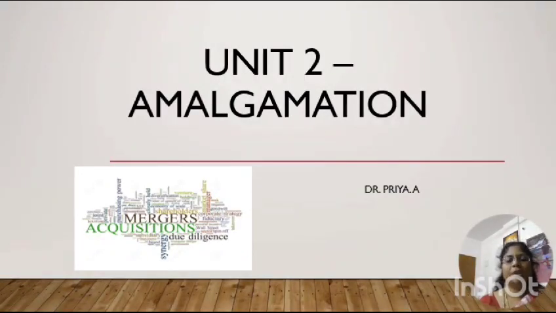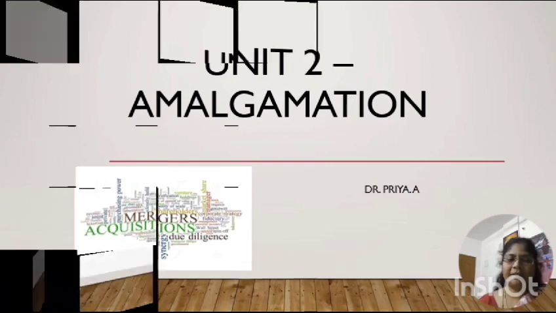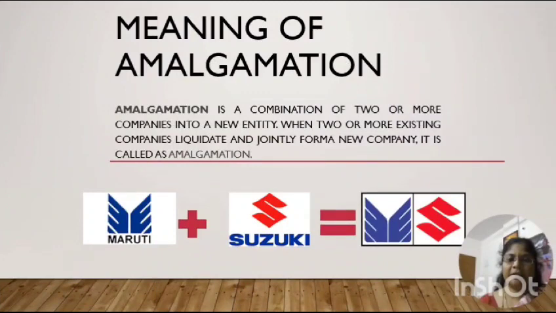Good morning. Today we will discuss the topic amalgamation: the meaning, types, and the procedure. Those details we will discuss now. So first of all, the meaning of amalgamation. Amalgamation is a combination of two or more companies. When two or more existing companies agree to merge together and form a new company, the new entity is what is known as amalgamation.